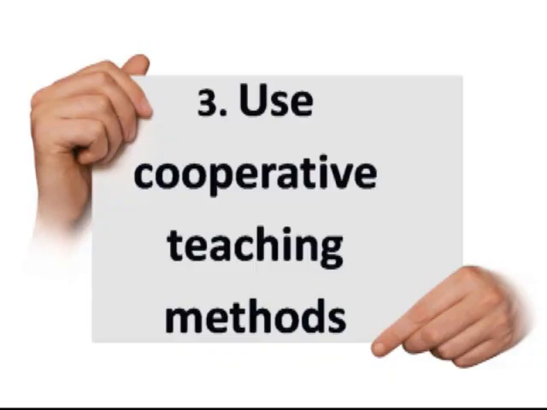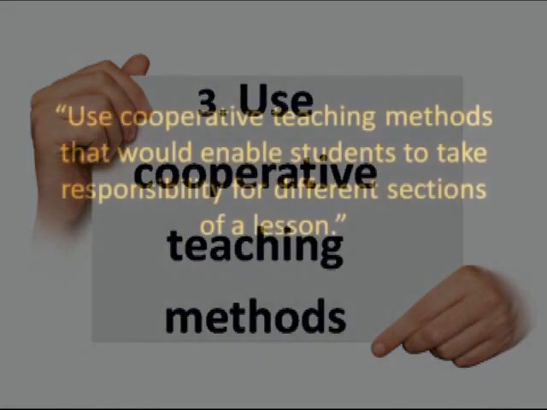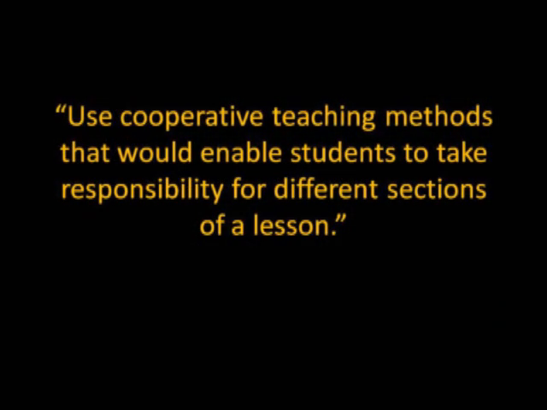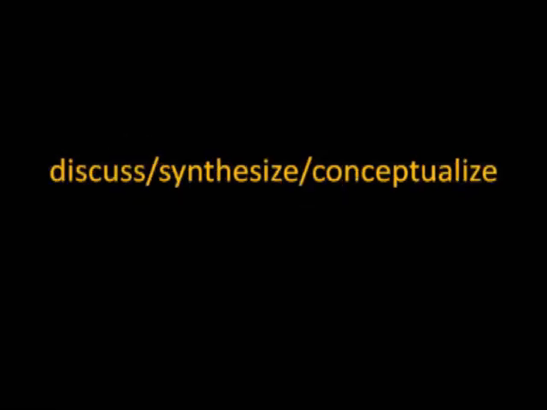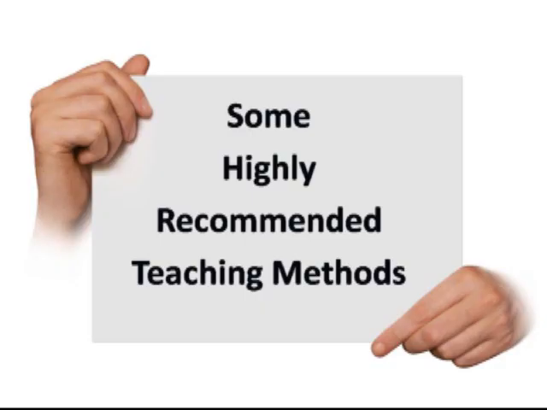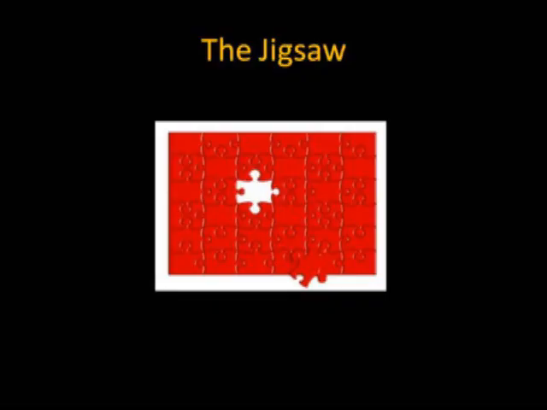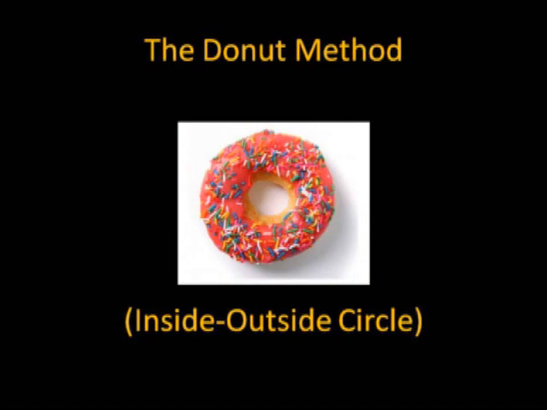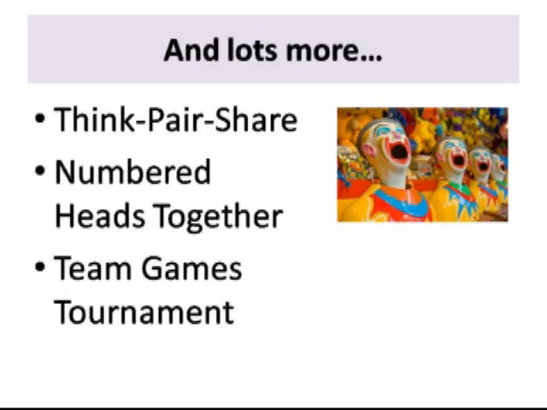Number 3. Use cooperative teaching methods that would enable students to take responsibility for different sections of a lesson. In cooperative learning, heterogeneous student groups are given the opportunity to work together to discuss, synthesize, and conceptualize knowledge in their own words. Some highly recommended cooperative teaching methods are the jigsaw method, the inside-outside circle, also known as the donut method, pair of pairs, think-pair-share, numbered heads together, and team games tournament.